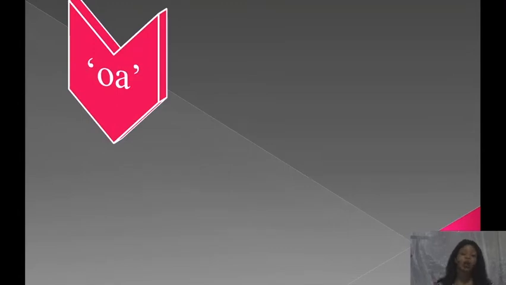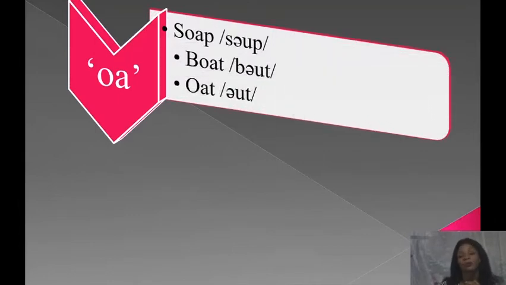Okay, let's look at other spelling symbols. We have O-A. Now, most words that are actually spelled with the spelling symbol O-A are pronounced with that sound. We have the word soap, S-O-A-P, soap, not soap. We also have boat, and we have oat.